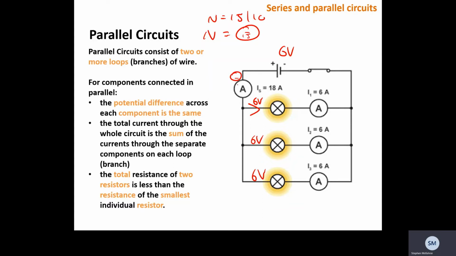If I have got a coulomb of charge carrying 6 joules of energy and it travels down that branch, it will give 6 volts of potential difference to my lamp. If this coulomb goes through this branch, it will give 6 volts of potential difference to this. It does not matter which branch my coulomb goes down, it will still be carrying 6 joules of energy.